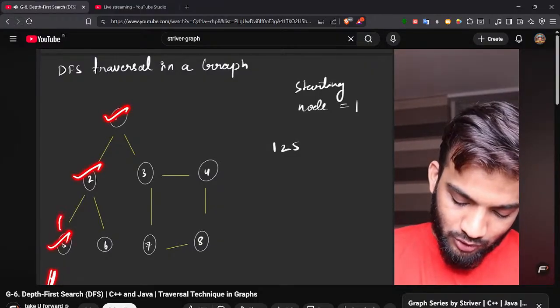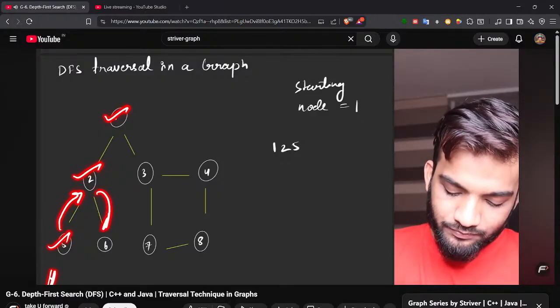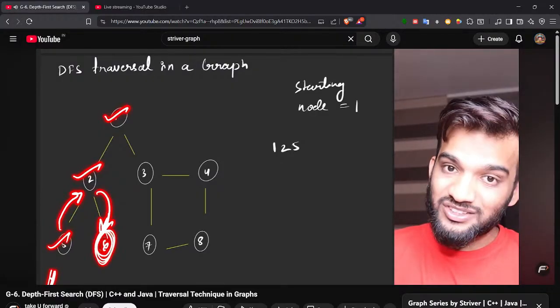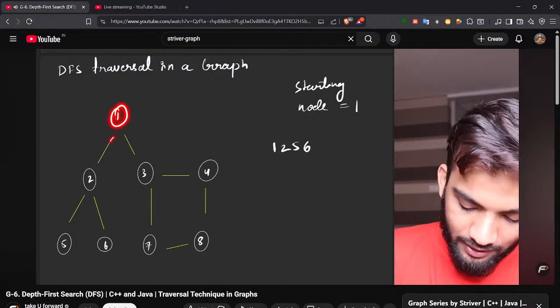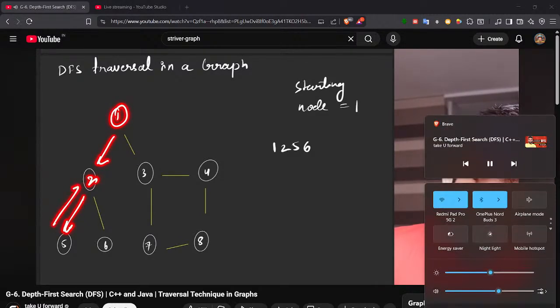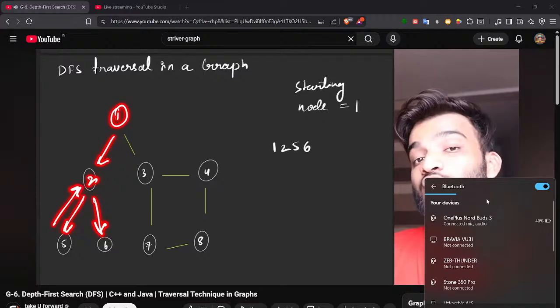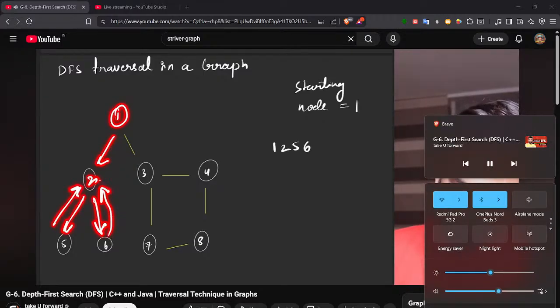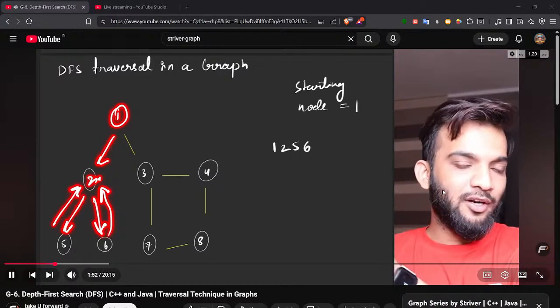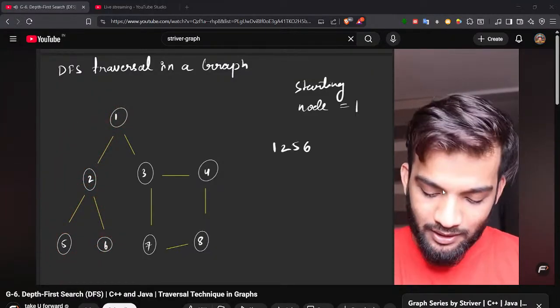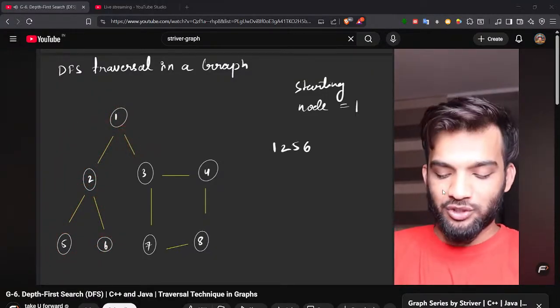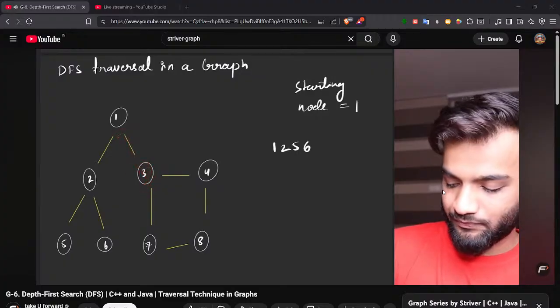So what you do is you come back and now you go to the 6. So you go to 6, right? Now you went 1, 2, 5. You came back, you went to 6. Now there is no depth of 6, so you come back. Now there are no further children of 2, so you go back. Once this portion's depth is completed, it starts going to the next portion, which is 3. So you go to 3.